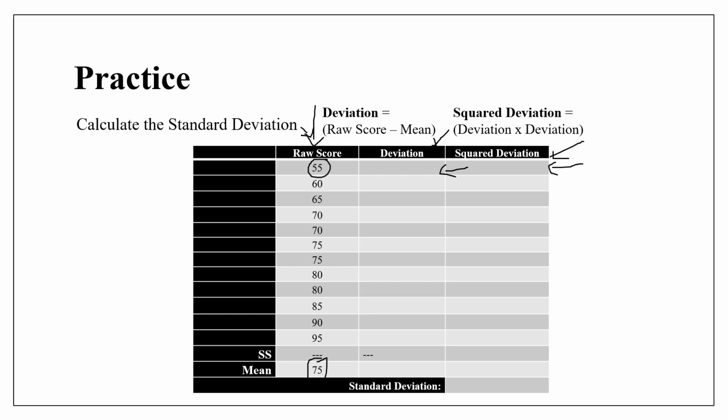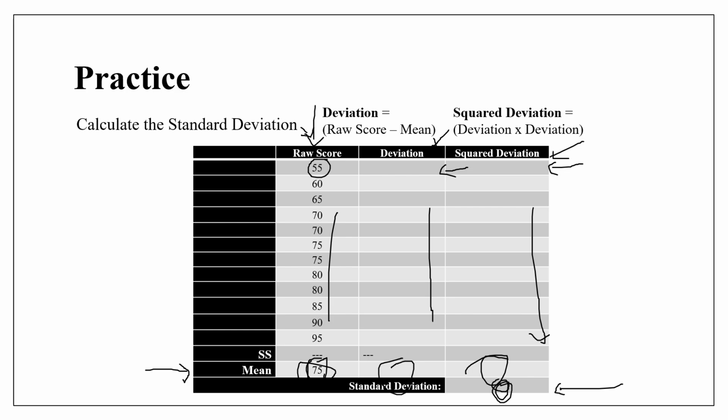The other thing I wanted to emphasize, because sometimes students get confused with this row right here, is that since it's labeled mean, that indicates that this is the mean of this column. Whatever we calculate here is going to be the mean for this column, and then here, that's going to be the mean of this column. And then this right here is labeled standard deviation. So this score right here is going to be our standard deviation.